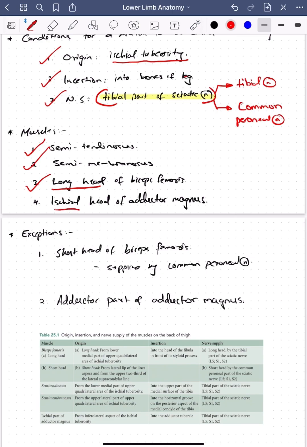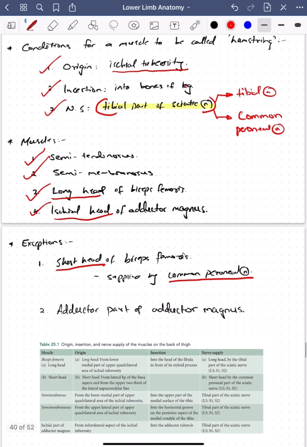Okay. Now, there's a muscle in the posterior compartment that is not included in the hamstring group, and that is the short head of biceps femoris. If someone asks you why the short head of biceps femoris is not included in the hamstring group, it is because it is not supplied by the tibial nerve. Instead, it is supplied by the common peroneal nerve, and hence it does not satisfy the conditions, and is not a part of the hamstring muscle.